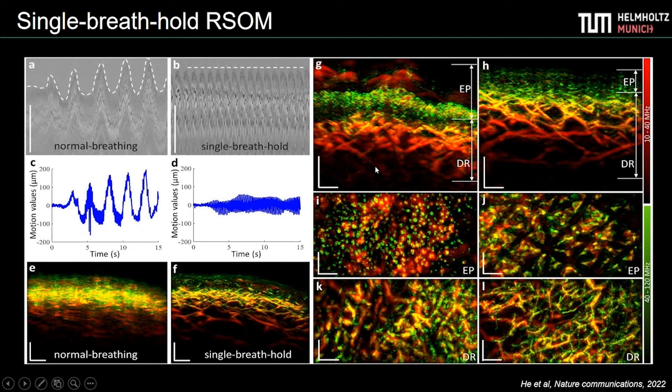So we also demonstrate the capability of the fast RSOM by measuring a psoriasis lesion on the patient's back. Before our first generation of the RSOM, we could only measure psoriasis lesions on the leg or on the arm region. So this is the first time we measure this lesion on the back, and we can resolve similar properties of psoriasis. We see this elongated epidermis, and compared to the surrounding healthy skin, we see a clear difference.